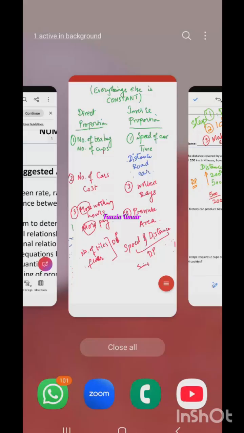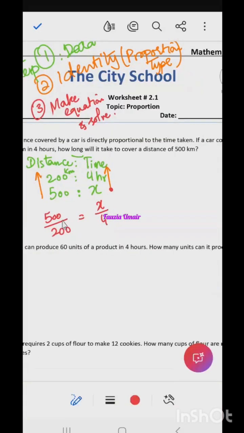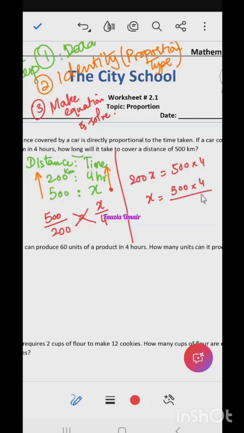So now how can we find x from this equation? Cross multiply. Cross multiplication. Excellent. Very good. So 200x is equal to 500 into 4. X is equal to 500 into 4 divided by 200.